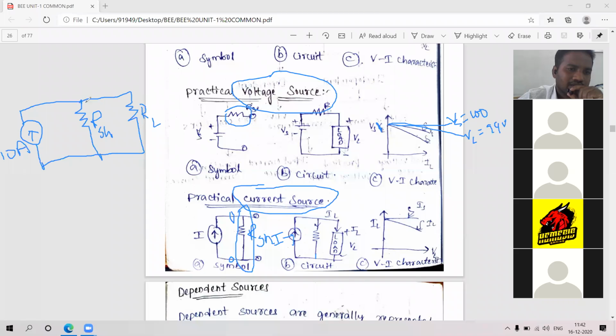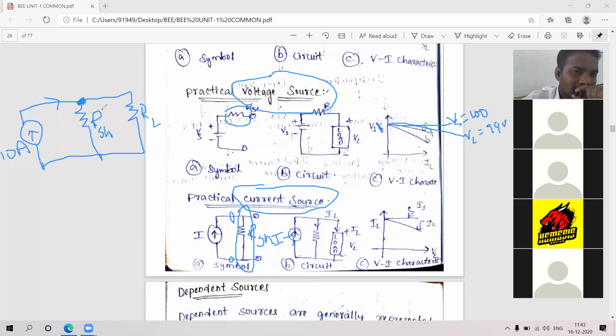We know that the sum of currents entering the node is equal to the sum of currents leaving the node. At this node, this 10 amperes is coming towards the node, the arrow mark is towards the node. And from here you are getting two paths. Like when you are riding a bike, when you reach here, you can go either this way or this way.